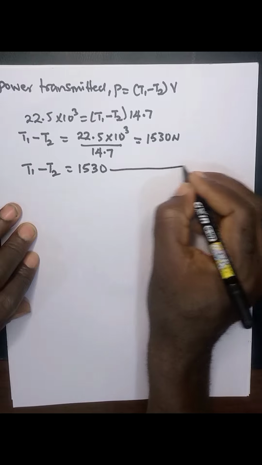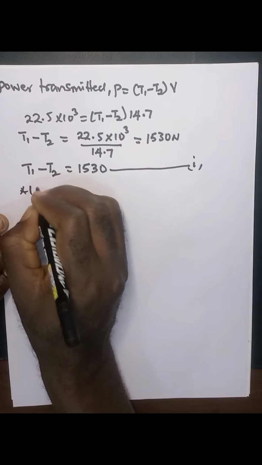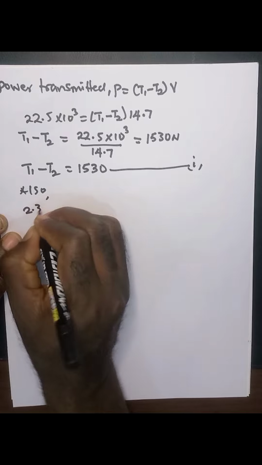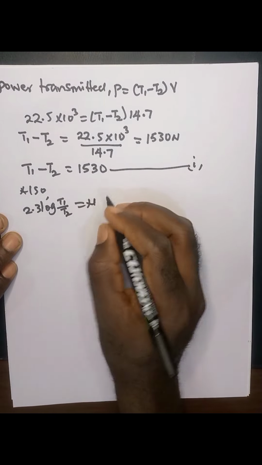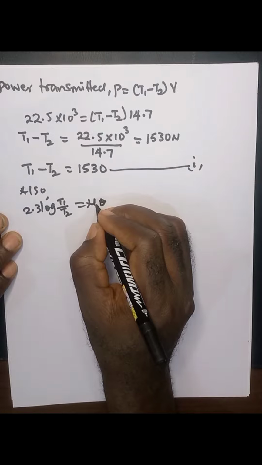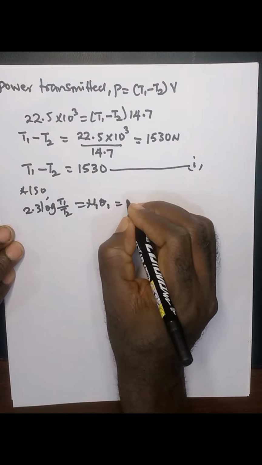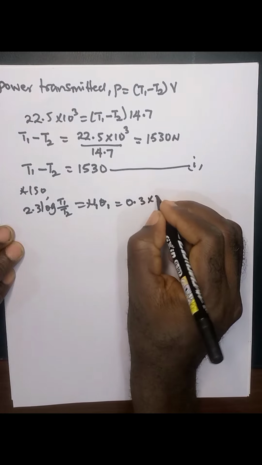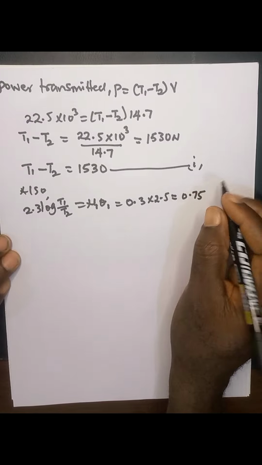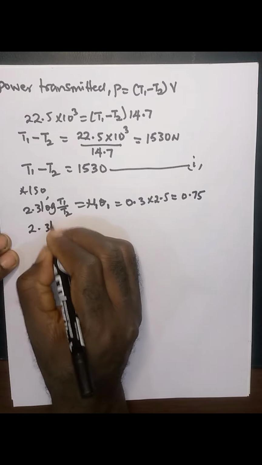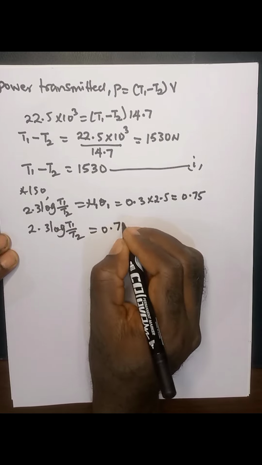Now let us call this one equation 1. Then also, 2.3 log T1 over T2 is equal to mu theta. We are going to use mu1 theta 1 because that's the basis of our calculation, which is equal to 0.3 times 2.5, which is equal to 0.75. That is, 2.3 log T1 over T2 is equal to 0.75.